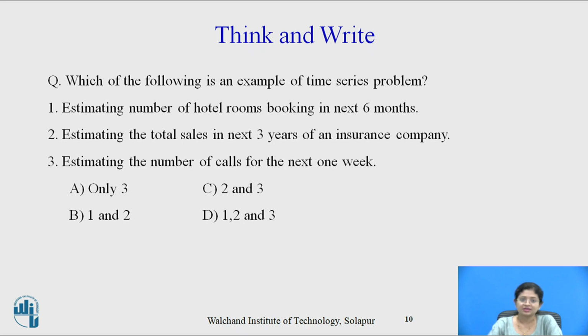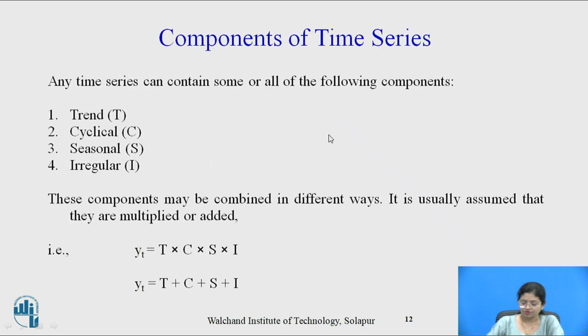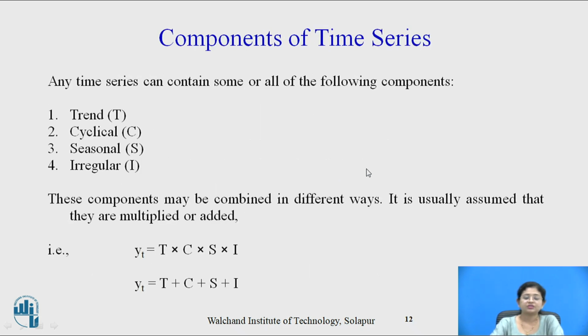Options are only 3, 1 and 2, 2 and 3, or all. That means 1, 2 and 3. And the answer is all 3, 1, 2 and 3. Why? Because all the above options have a time component associated. Why? Because here we are checking it for the next 6 months, then for the next 3 years, then for the next 1 week. Now let us move toward the next topic, that is components of time series.